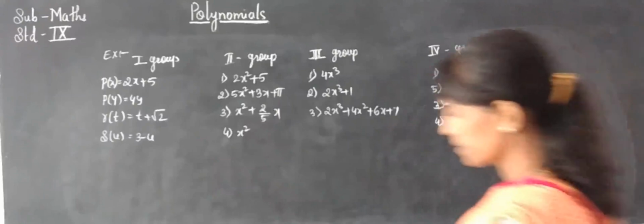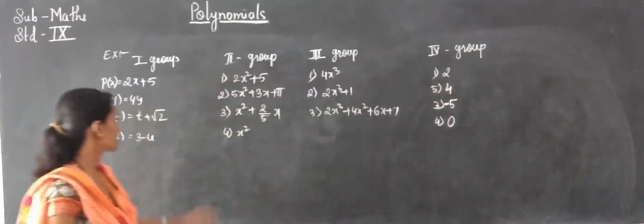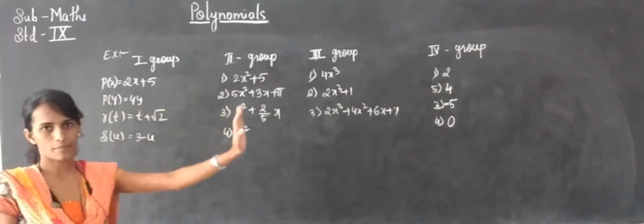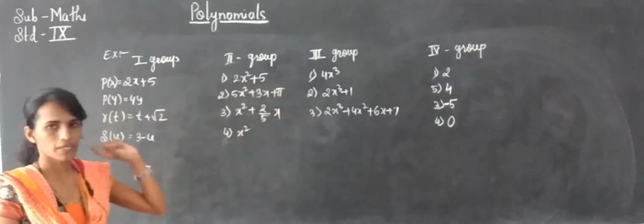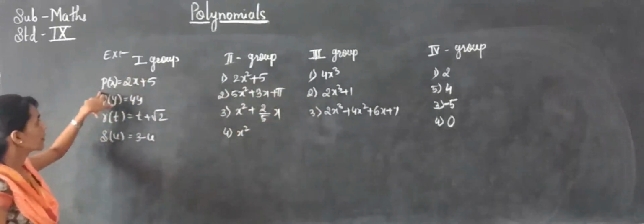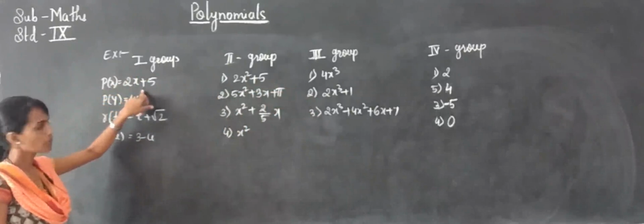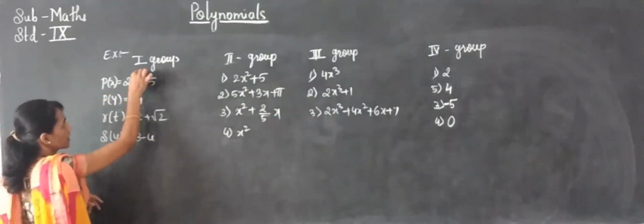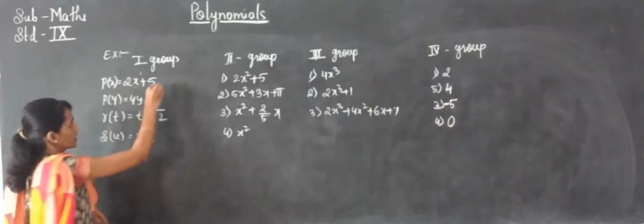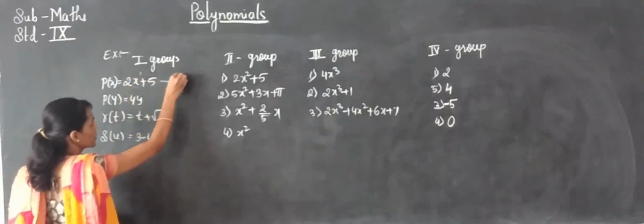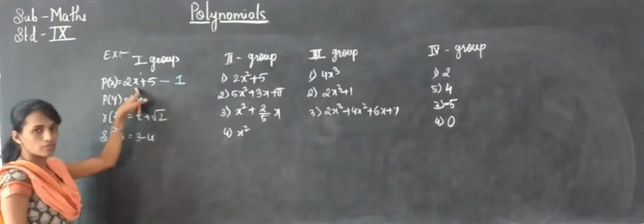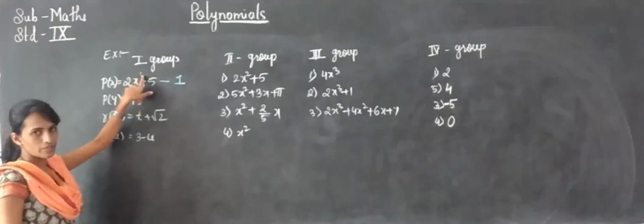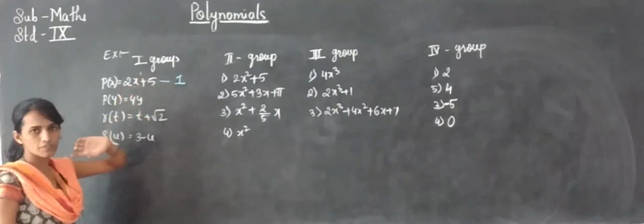So here are some more examples on the degree of the polynomial. I have 4 group examples here. So we will see them one by one. First example: p of x is equal to 2x plus 5. The degree of this polynomial: here the variable has exponent 1, so the degree is 1. The variable is x and the power of the variable is 1 here. This is the degree of the polynomial.